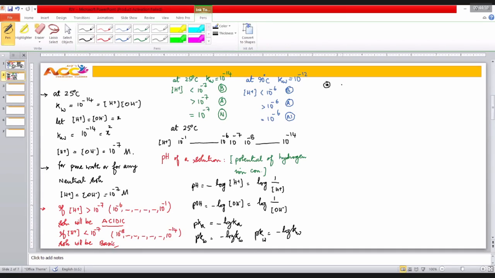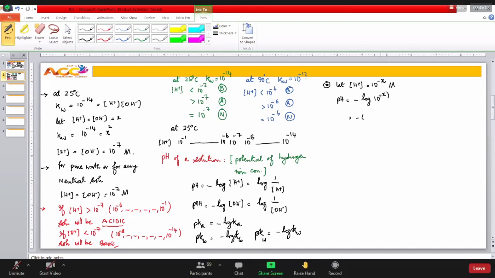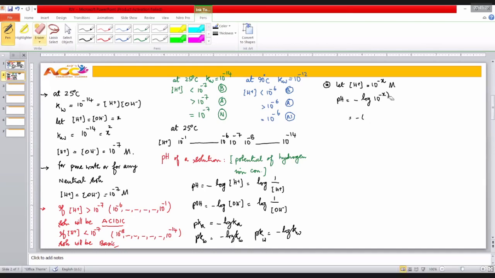Let the H plus ion concentration of a solution be 10 power minus X molar. If it is so, what is pH? Very simple, sir. It is minus log of H plus ion concentration. In logarithms, this X comes here, and then it is log 10. And what is log 10? Log 10 is 1. Therefore, the answer is X. We have to calculate this.